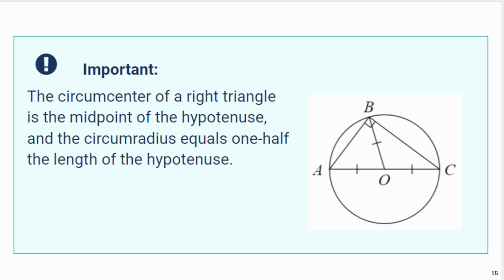So to put this in a summary, we know that the circumcenter of a right triangle is the midpoint of the hypotenuse, and the circumradius equals 1/2 the length of the hypotenuse. Are you clear?